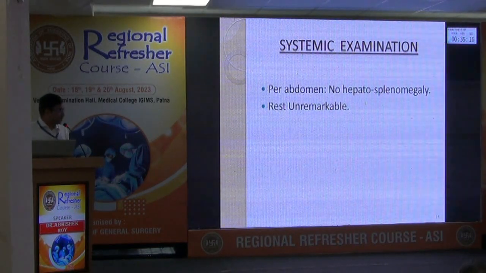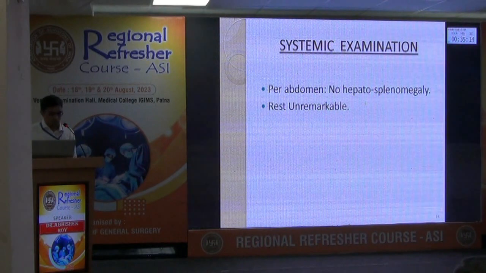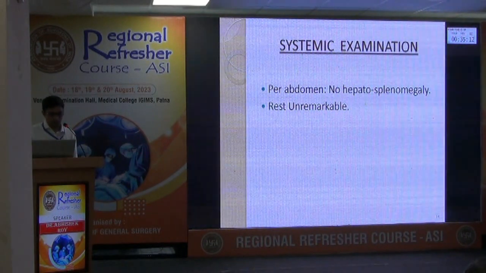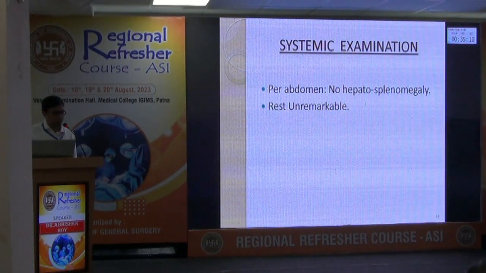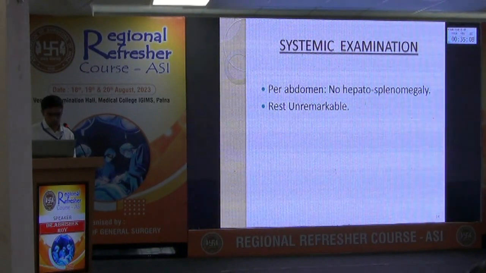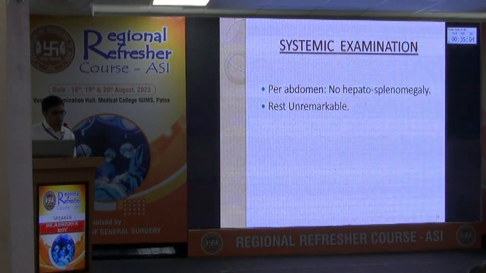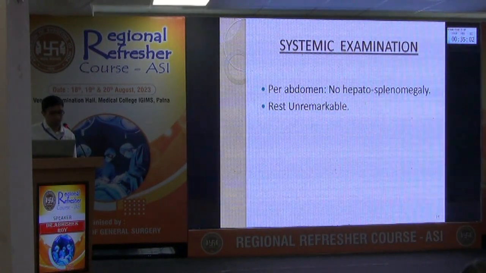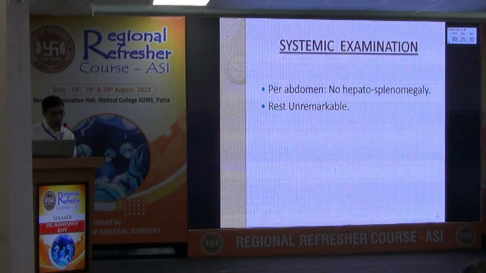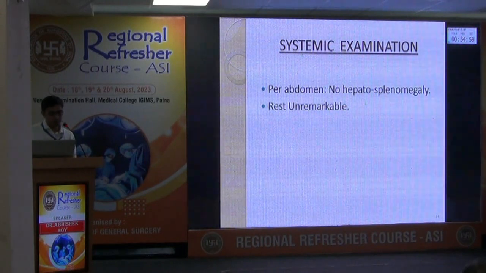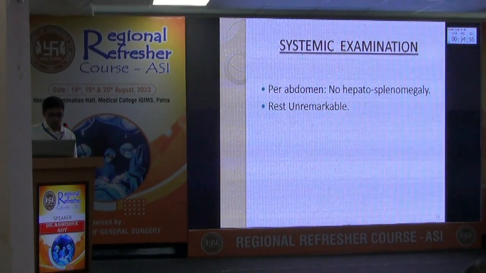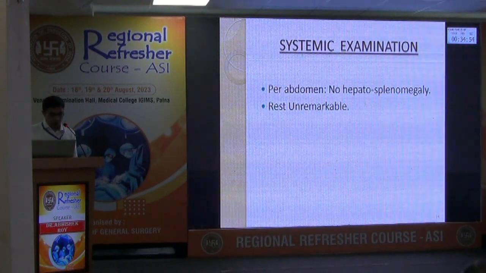We did a bit of systemic examination as well. All were unremarkable, but what's worth mentioning is that on the abdomen there was no hepatosplenomegaly found. So to summarize, it's a middle-aged male who presented with a slow-growing painless swelling below the left ear lobule. On examination, it had a smooth surface, well-defined margin, mobile in both the axes, and the curtain sign was positive.